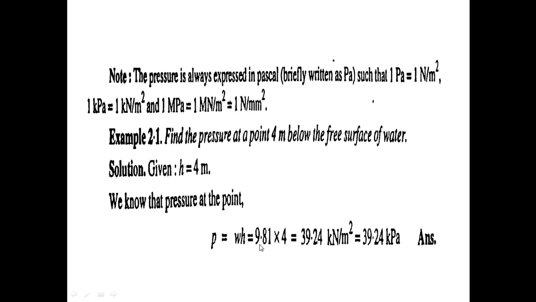Omega is equal to 9.81, since the liquid is water and the unit weight or specific weight of water is equal to 9.81, and depth H is equal to 4 meters, already given. So P is equal to 9.81 multiplied by 4, which is equal to 39.24 kilonewton per square meter, which is equal to 39.24 kilopascal. And this is the answer of our example 2.1.